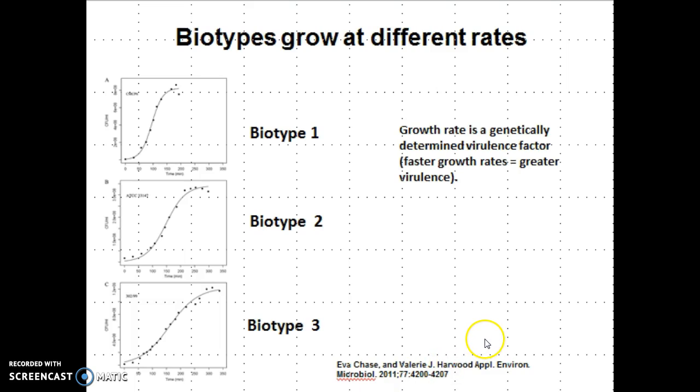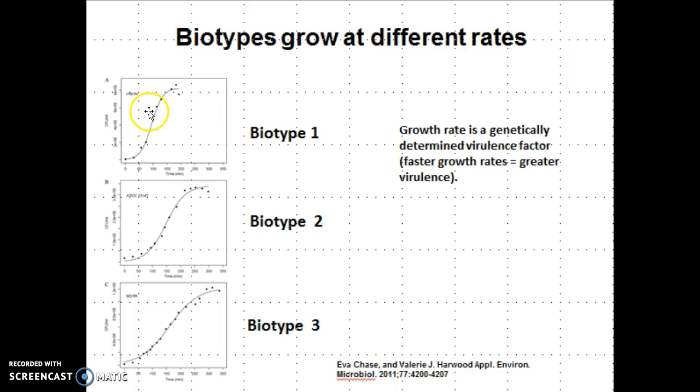So one of the reasons that we're interested in biotyping is that physiological or phenotypic studies have shown us that representatives from the 3 different biotypes known in Vibrio vulnificus can grow at very different rates. So these are growth curves shown here on the left for biotype 1, 2, and 3. It's looking at a measure of cell number over time, and you can see from the shape, it's not a linear shape, so it's showing us the exponential phase of cell growth.